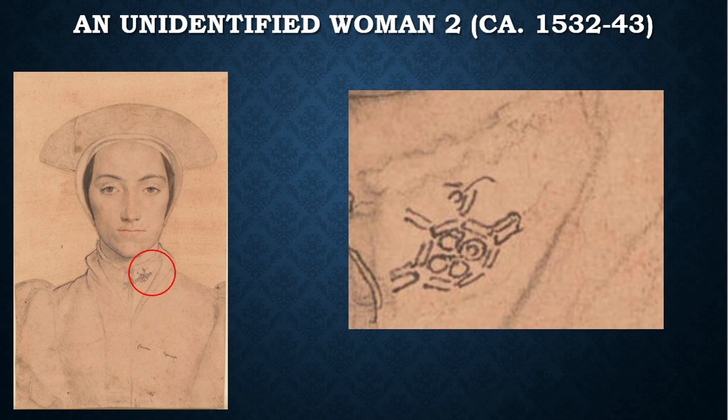And this is a portrait of an unidentified woman, and this one is also from about 1532 to 1543. Once again, it's a drawing of Holbein's and not a complete portrait. But if we zoom in on her collar, once again, we can see that there is detail work that is indicative of there being embroidery there, so most likely it is blackwork embroidery that is on her collar.